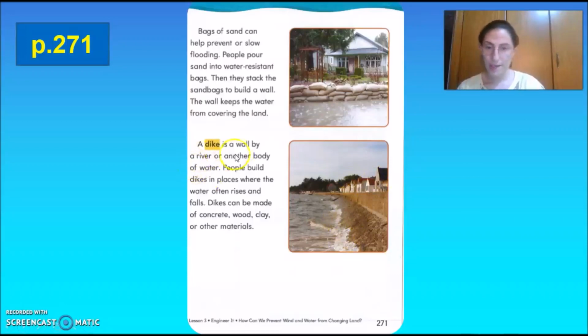water. A dike is a wall by a river or another body of water. People build dikes in places where the water often rises and falls. Dikes can be made of concrete, wood, clay, or other materials.